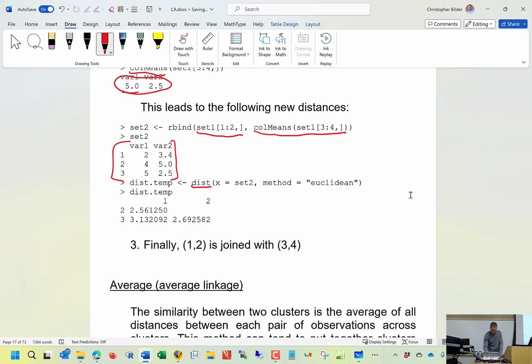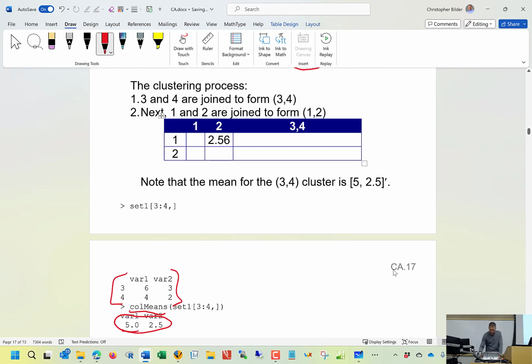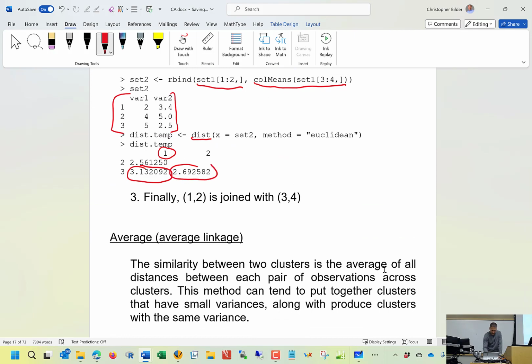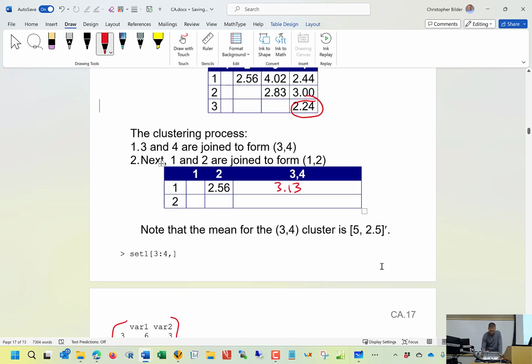So the distance between observation 1 and the cluster that has 3 and 4 in it is 3.13. The distance between observation 2 and the cluster that has 3 and 4 in it is 2.69. I look at all those distances and find the one that's the smallest. It's 2.56. So observation 1 and observation 2 are going to be joined now to a new cluster.